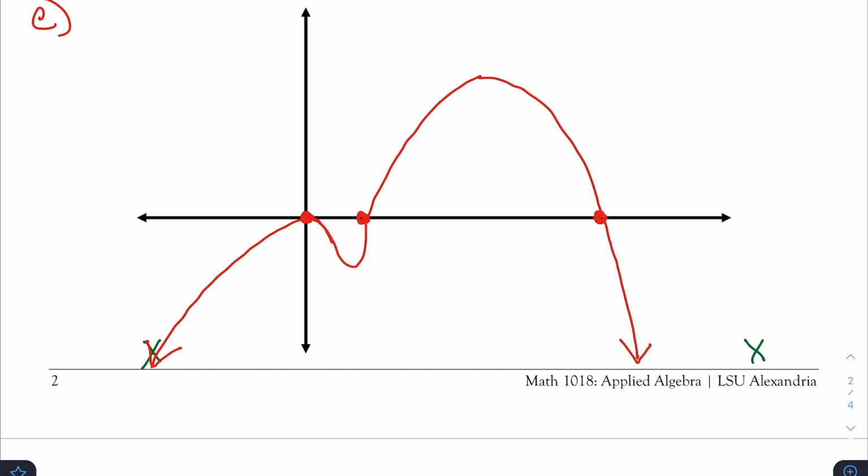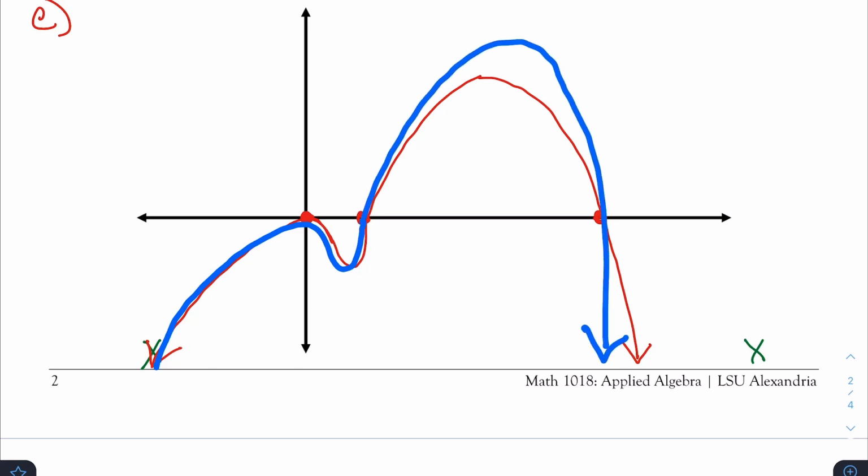If I were to clean it up a little bit, I could make it a little bit nicer. I'll draw it with a slightly different color. If I were to draw it a bit nicer, it might look something more along the lines of what I have here, more or less. But more importantly, I know on the left and right, I'm going towards negative infinity, meaning I'm going down. I touched the x-axis at x equal to 0, and I cross at x equal to 1 and 5. This is roughly what my graph may look like. So we have example 1.